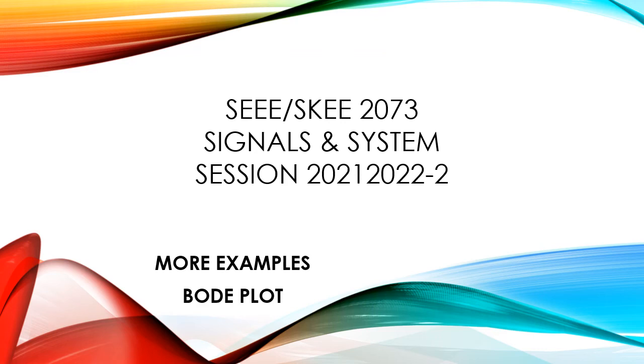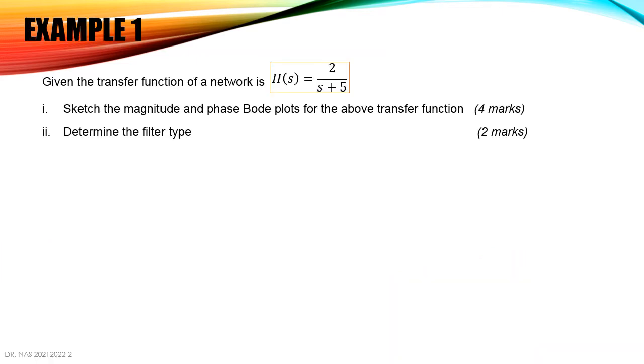So let's have a look at a few examples on Bode plot. Okay, let's look at the first example. Given the transfer function of a network H(s) equal to 2 divided by s plus 5. So the first question, you need to sketch the magnitude and phase plots for the above transfer function.